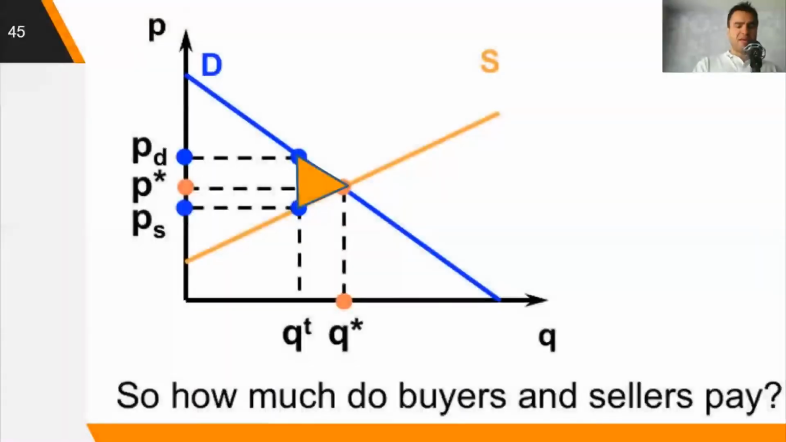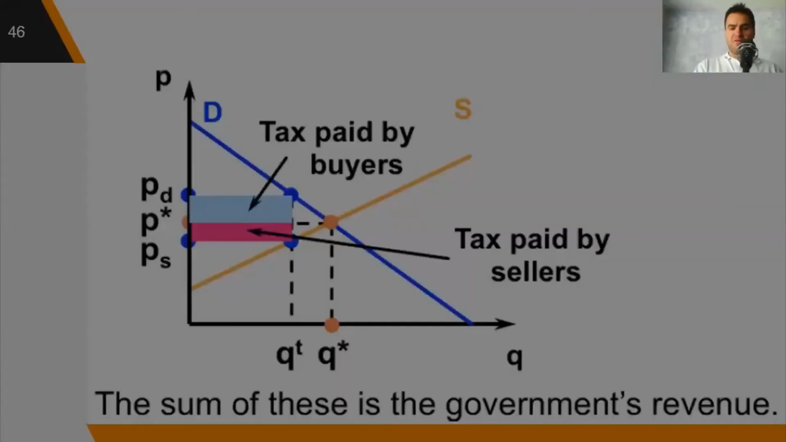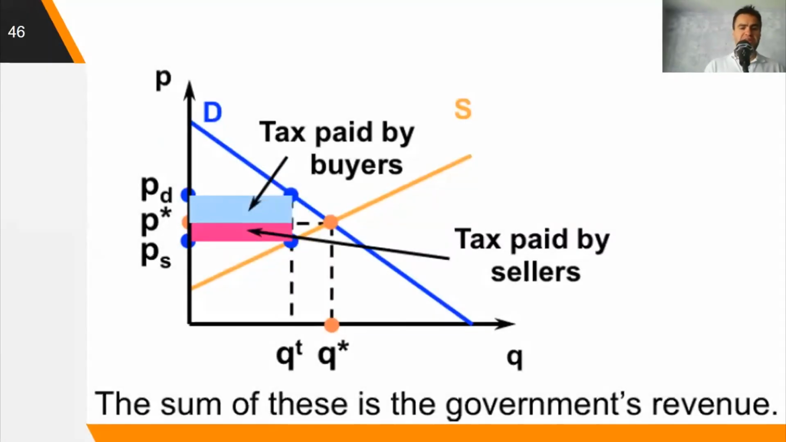And as we can see from this slide, the blue and purple rectangles are the tax being paid by consumers and the tax being paid by producers, or buyers and sellers. And the sum of those two sections is actually the government's revenue.